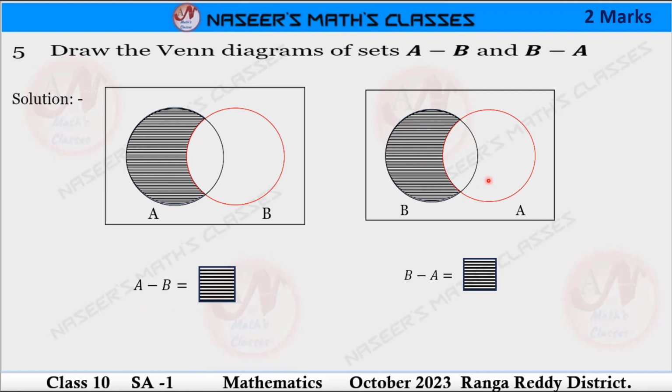Next, second one is B minus A. Here this set indicates B and this set indicates A. From this set B we have to remove set A. Then the shaded region is denoted as B minus A. These are the two Venn diagrams required.